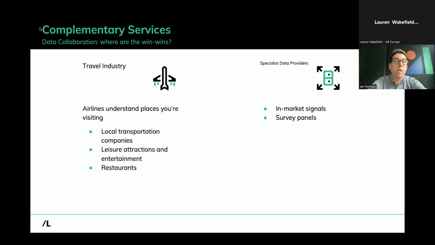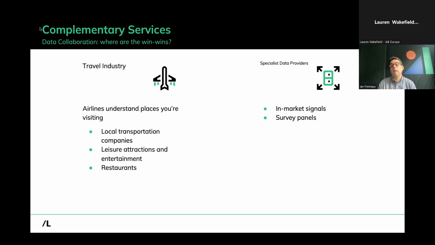Okay, another example of this, as well as that intermediated relationship, would be complementary services. The travel industry is an obvious one, where airlines understand where you're traveling to way in advance when you book your ticket. That kind of information is really useful for local transportation, leisure attractions, etc. So it's a really good opportunity in certain industries for certain players to collaborate with people who they don't directly compete with, but who offer complementary services or businesses.